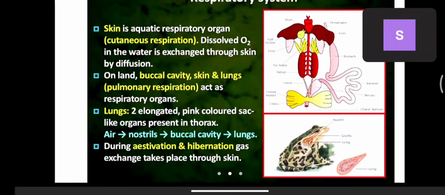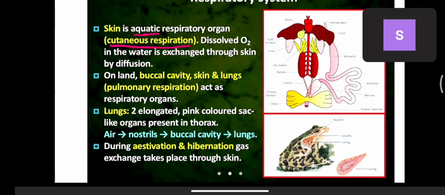What is meant by aquatic respiratory organ? Aquatic respiratory organ means what? A frog is an amphibian, no? It can live in water and it can live on land also. So when it is in water, it has to respire, no? And this respiration is possible with the help of the skin. That is called aquatic respiration. Another name for aquatic respiration is cutaneous respiration.